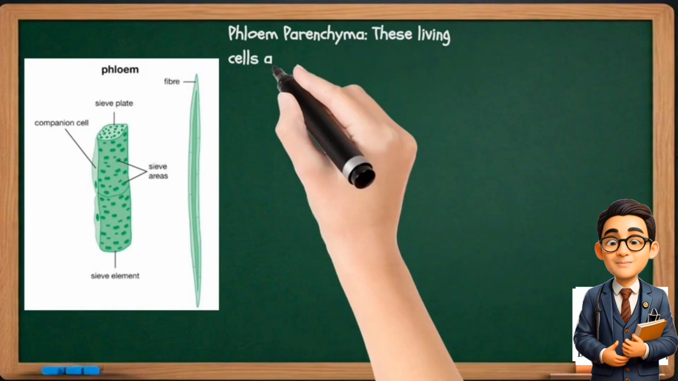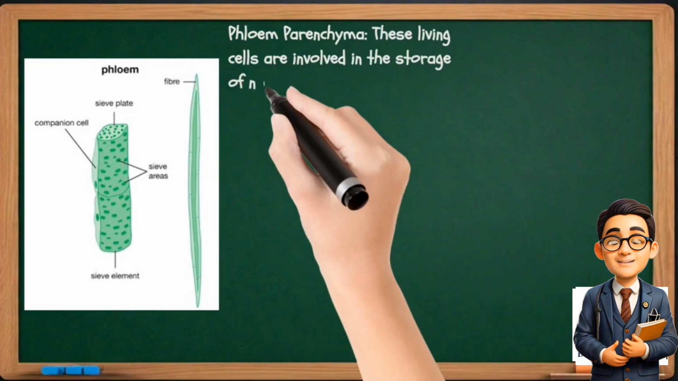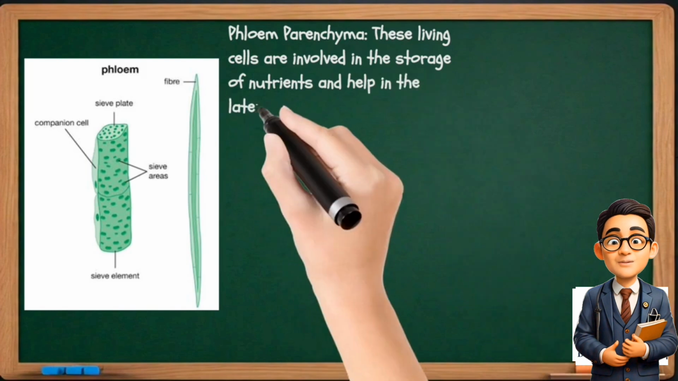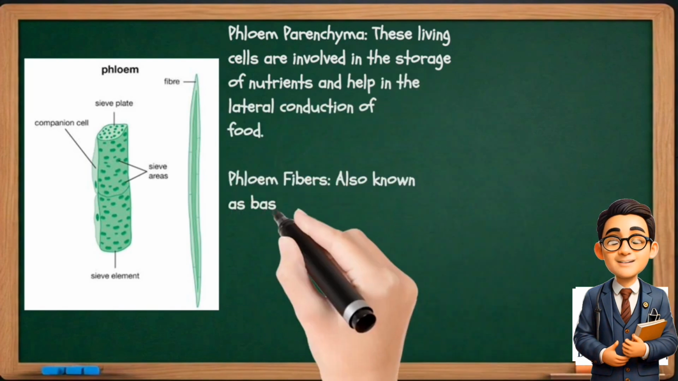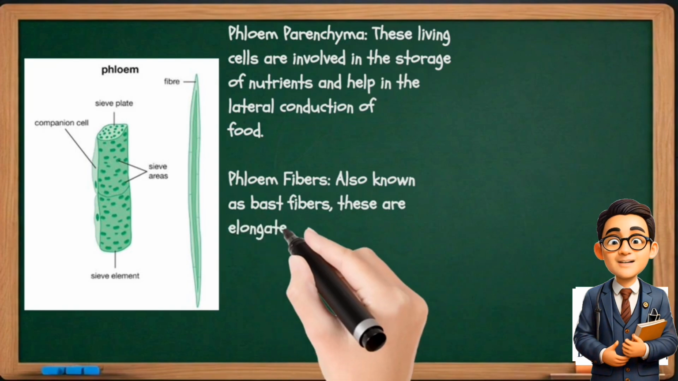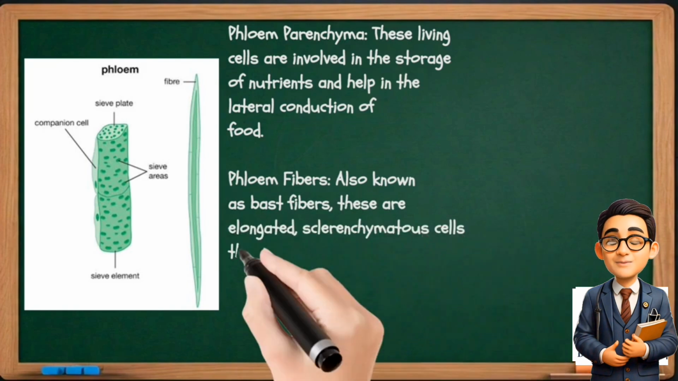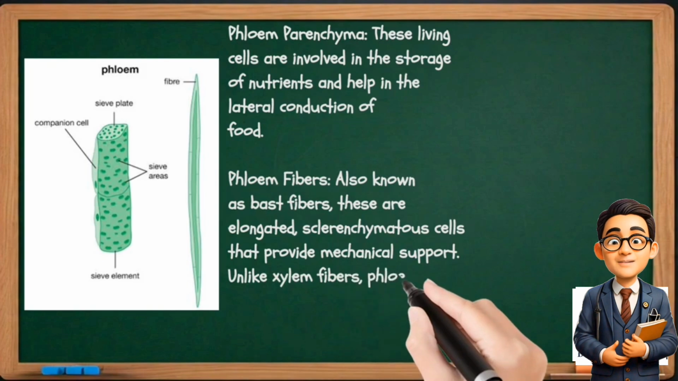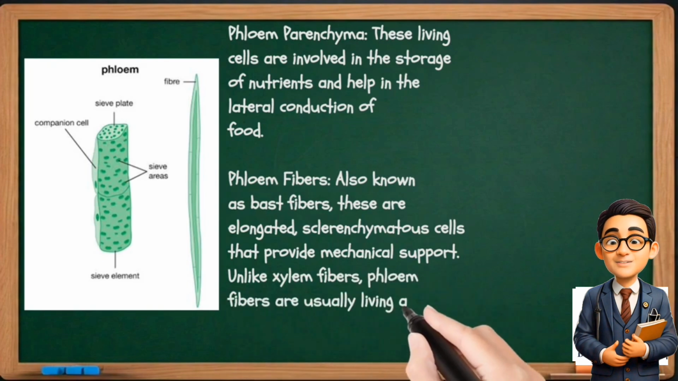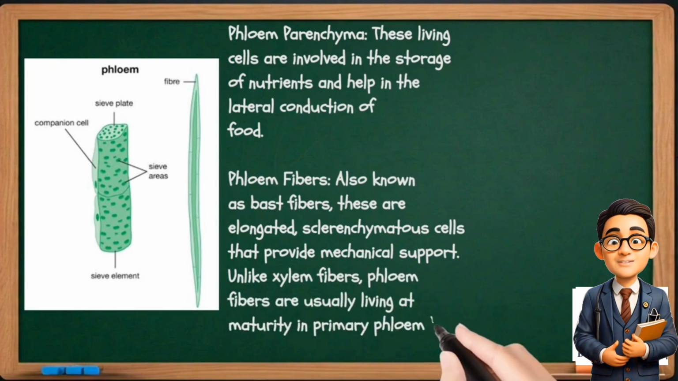Phloem parenchyma. These living cells are involved in the storage of nutrients and help in the lateral conduction of food. Phloem fibers. Also known as bast fibers, these are elongated, sclerenchymatous cells that provide mechanical support. Unlike xylem fibers, phloem fibers are usually living at maturity in primary phloem but dead in secondary phloem.